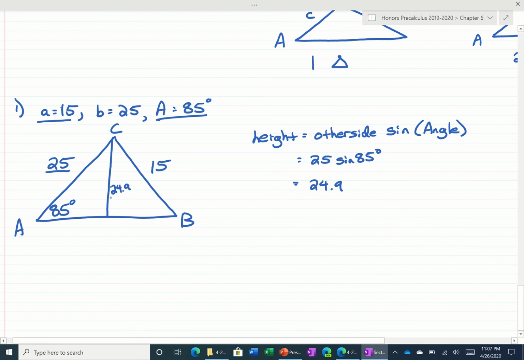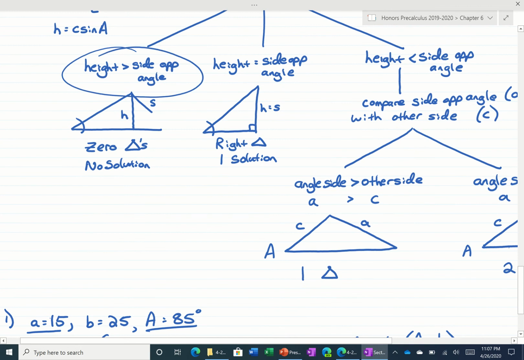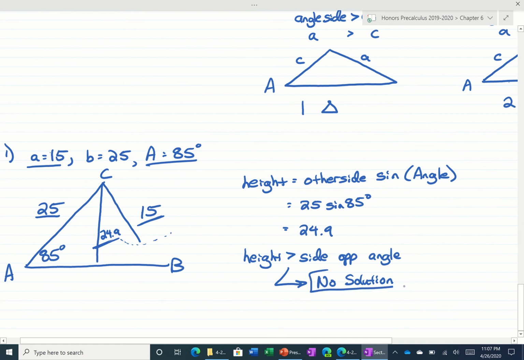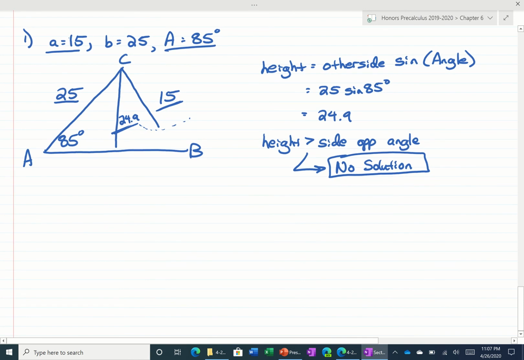Well, look at this side. Once you find the height, the next step is you compare these two. If this was drawn to scale, that's 24.9. 15 would be like over here. There's no way, no matter how you swing this side, that it's going to connect. So in this case, we have an example like this, where the height is greater than the side opposite the angle. And that means that there's no solution. If you tried to do law of sines here, your calculator would give you an answer that says undefined or no solution, and that's because of this. There's no way to make a triangle where the height is bigger than that side.